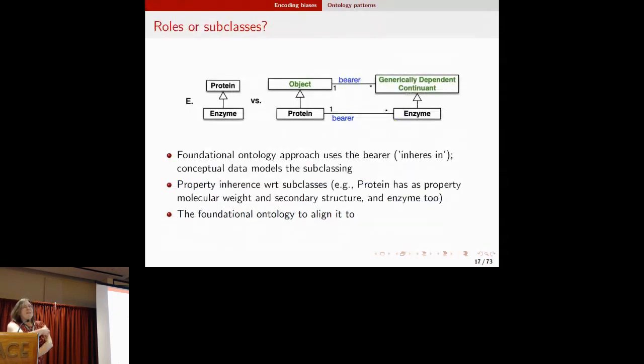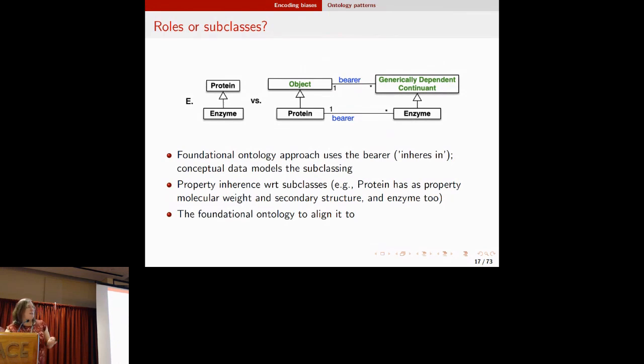Other one, penultimate one, the rules and the subclasses, the protein and the enzyme that we saw beforehand. So here it's again drawn, we have all formalization for all these pretty pictures. I'm just showing you pretty pictures because people tend to like pictures more than a formalization of it. So you have here your subclassing, or you have your bearer, as I mentioned before.